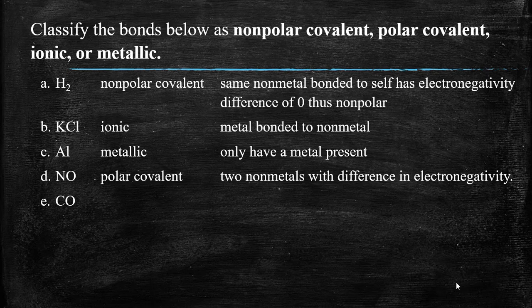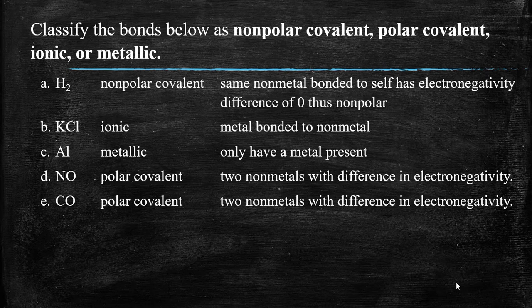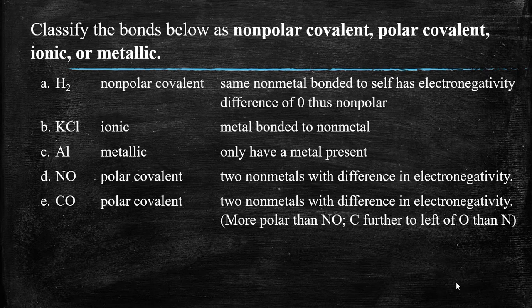Carbon bonded to oxygen is also polar covalent. The rationale is the same as for the previous example. Of note here, this will be a more polar bond than the nitrogen-oxygen bond. Carbon is further to the left of oxygen than nitrogen, so there's a bigger difference in electronegativity between the carbon and oxygen than between the nitrogen and oxygen.